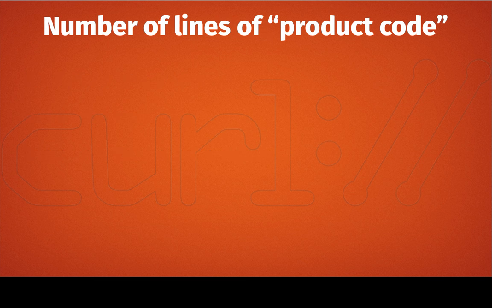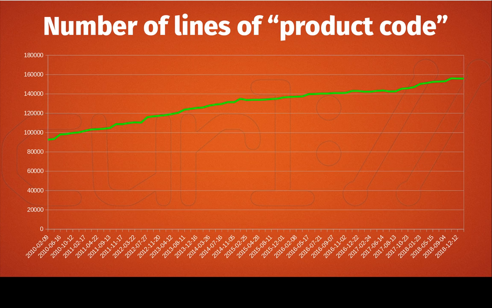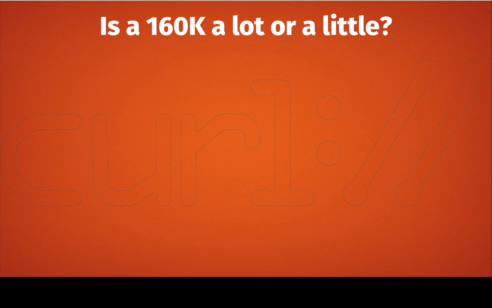Okay, number of lines of product code. Checking the source lib and include directory, it has basically doubled since 2010. So the graph is continuously growing. Someone asked me, 160k for curl? What is it doing, really? So is 160k lines of code a lot or a little? I don't know. What is a lot of code?